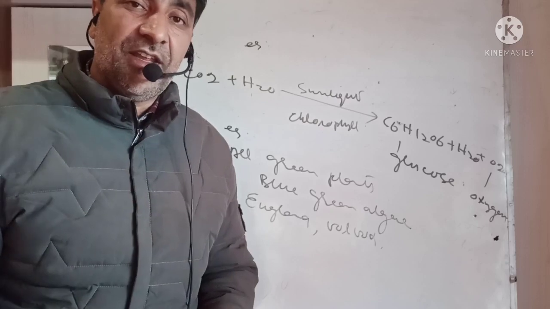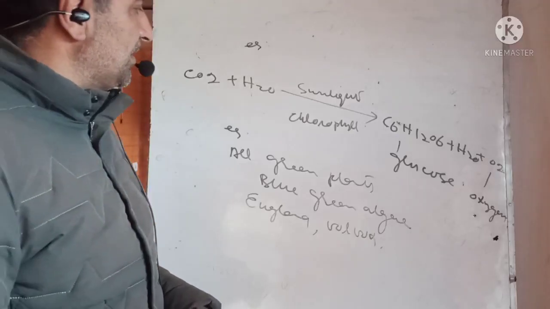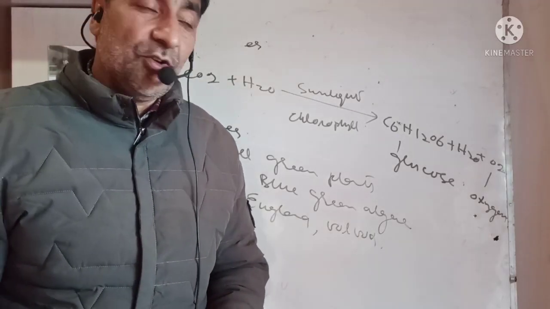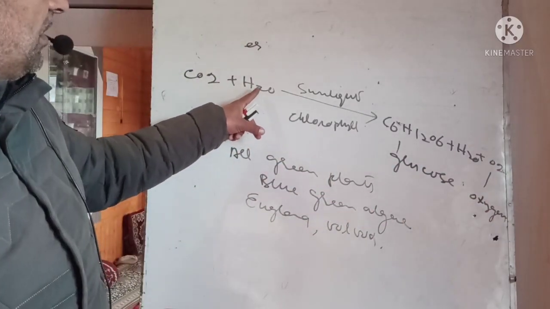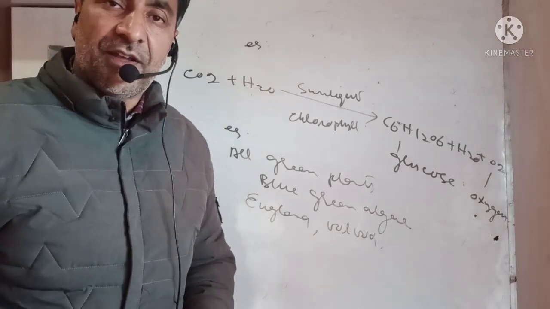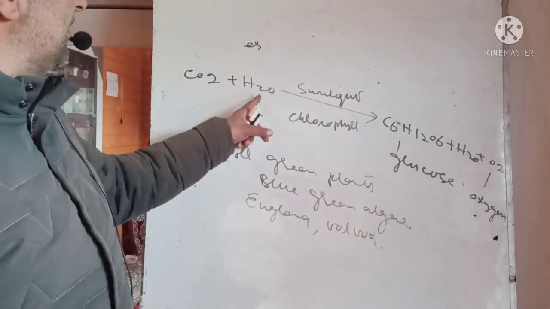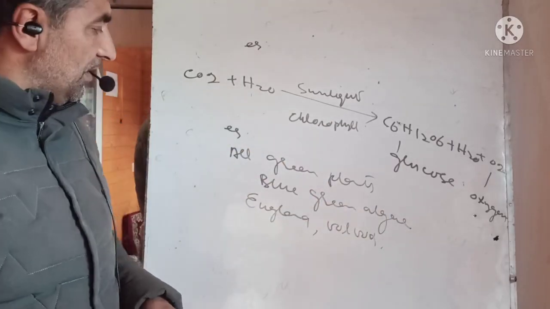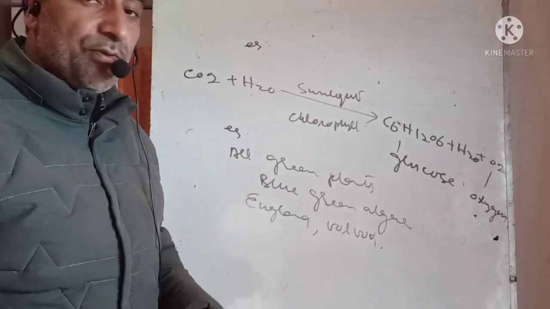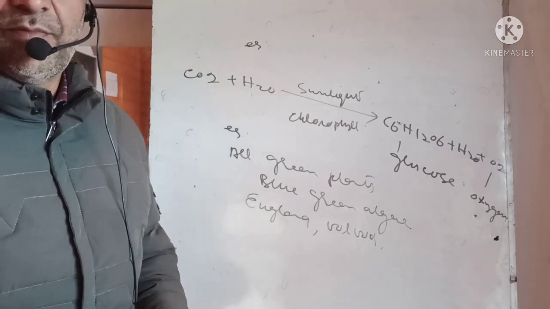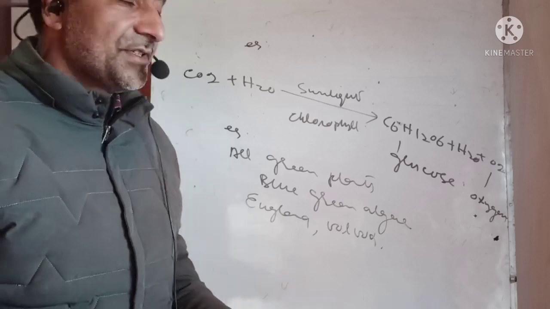You will study photosynthesis in the botany chapter, and you will see their light reaction, light phase, and you will see their oxygen. Oxygen is released from the splitting of water during the light phase. So that is why the raw material water is used here. So all green plants, blue green algae, euglena, volvox, they show oxygenic photoautotrophic mode of nutrition, or oxygenic photosynthesis.